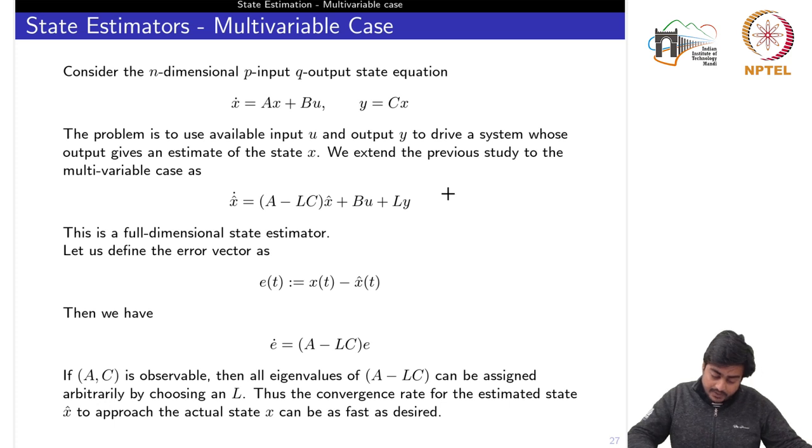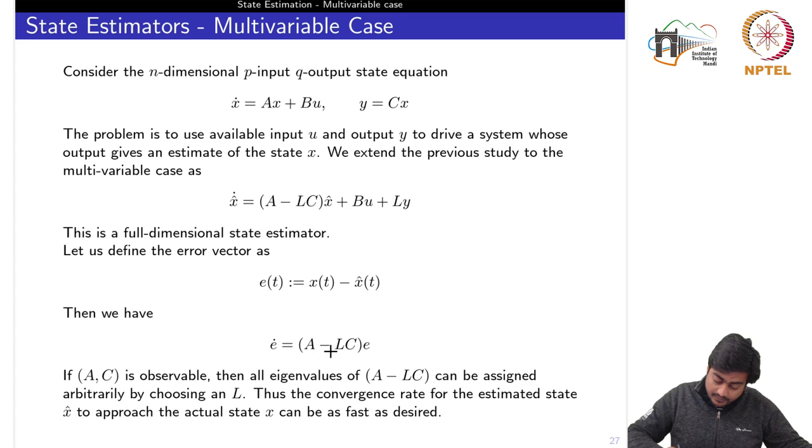So by seeing in a similar way, we can first define the error signal as a difference of the actual state and the estimated state, and then taking the derivative and substituting these two state equations into the derivative of this error, we would finally end up having these error dynamics. Okay, where we know that if the pair A comma C is observable, then all the eigenvalues of this matrix can be assigned arbitrarily by choosing an L.